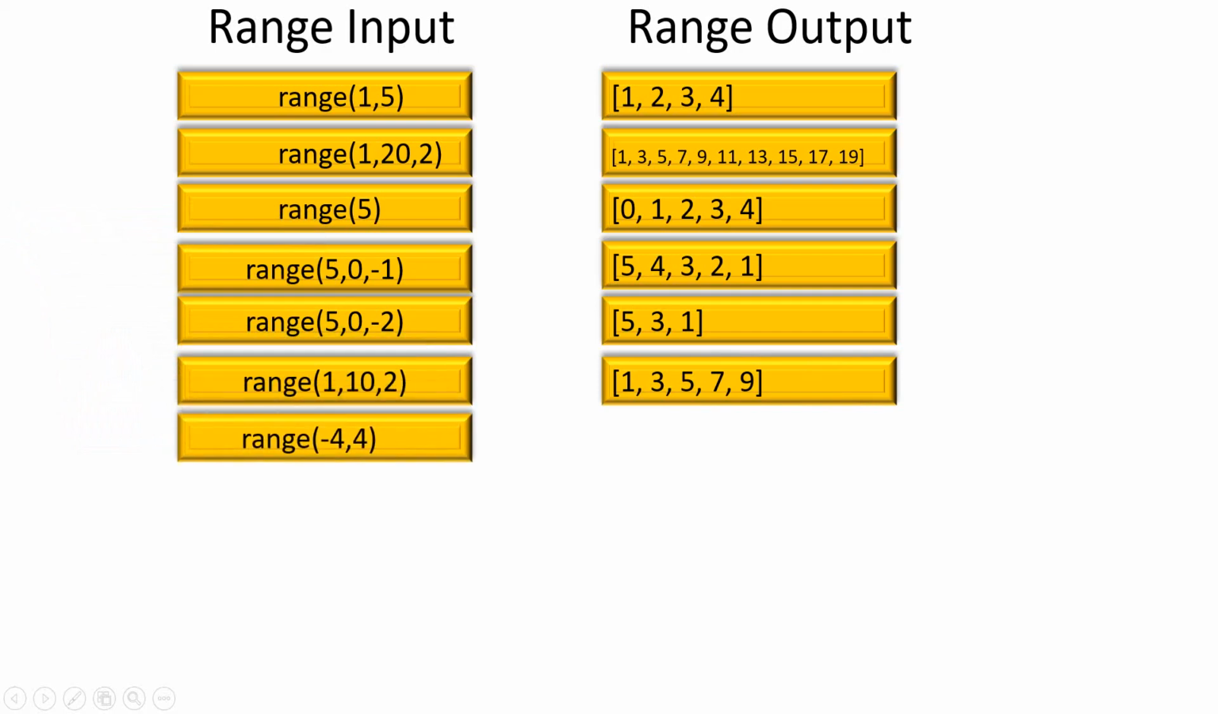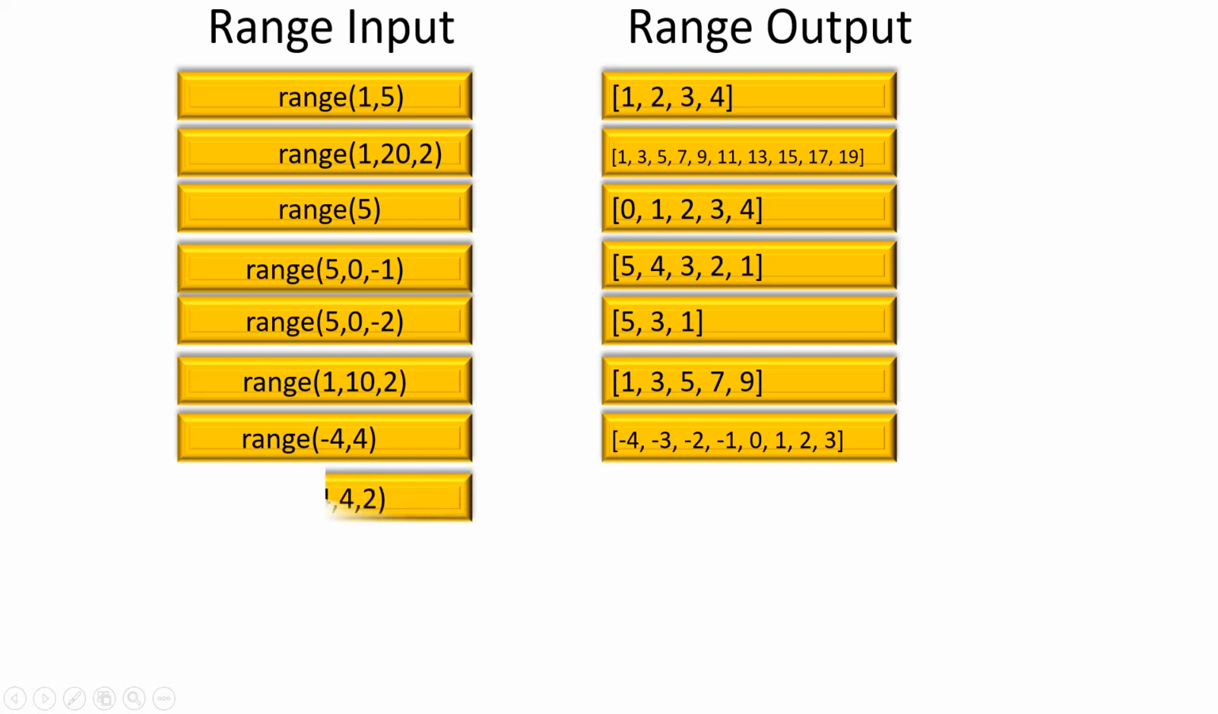Here I am giving the beginning as minus 4 and the end as 4. So it generates a list from minus 4 to 3: minus 4, minus 3, minus 2, minus 1, 0, 1, 2, 3. Because the end is 4, the list stops at end minus 1, that is 3.